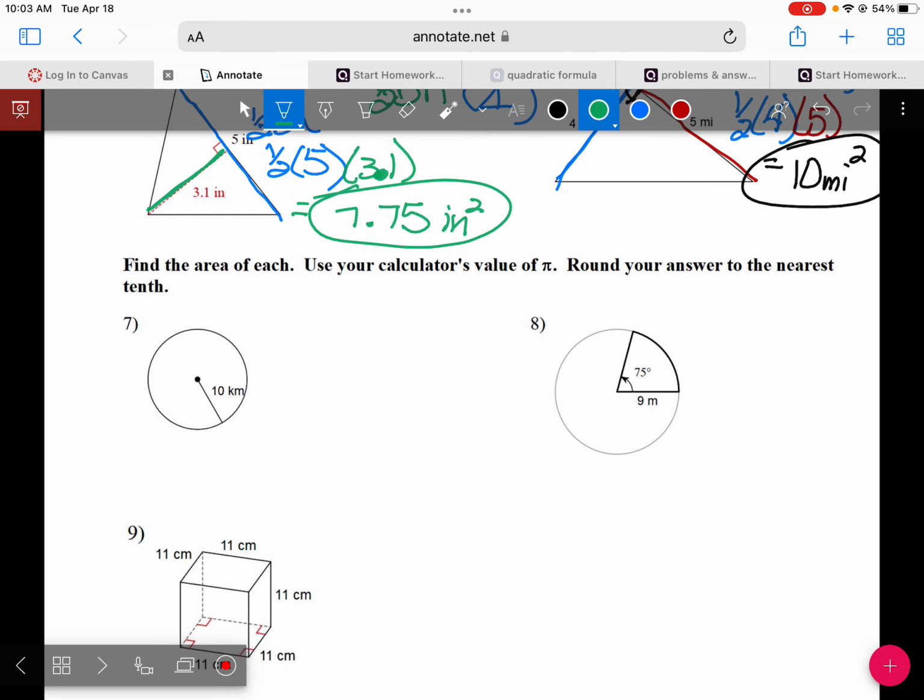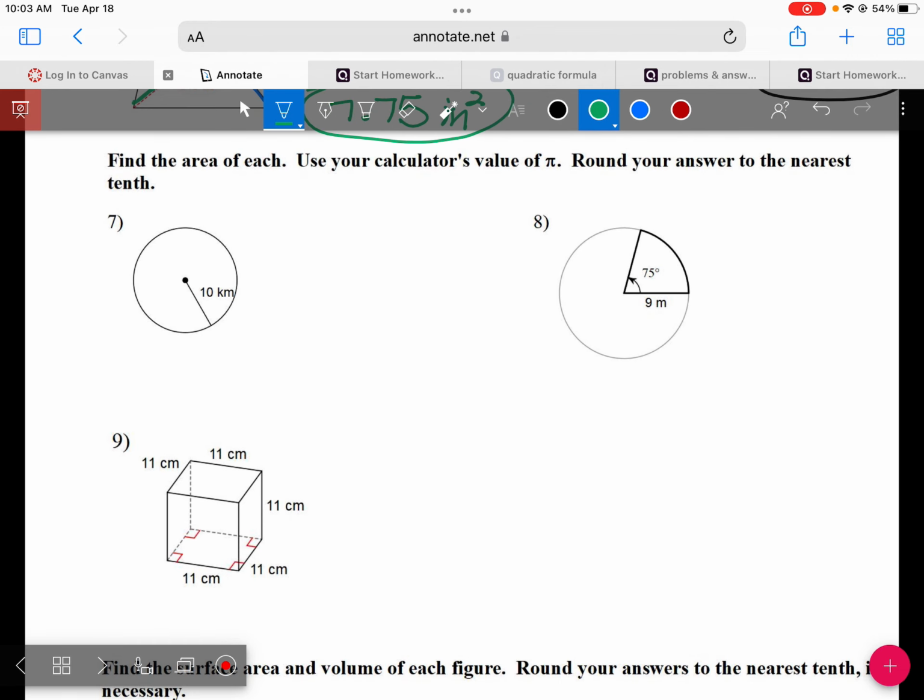All right. So number 7. What do we call number 7? A circle. Yes, a circle. Area of a circle is pi r squared. Yes, that is on your formula sheet, but it does not say circle. So area is pi times, is 10 my radius, my diameter, or something else? Radius. It is 10 and it is the radius. So 10 squared is 100 pi.